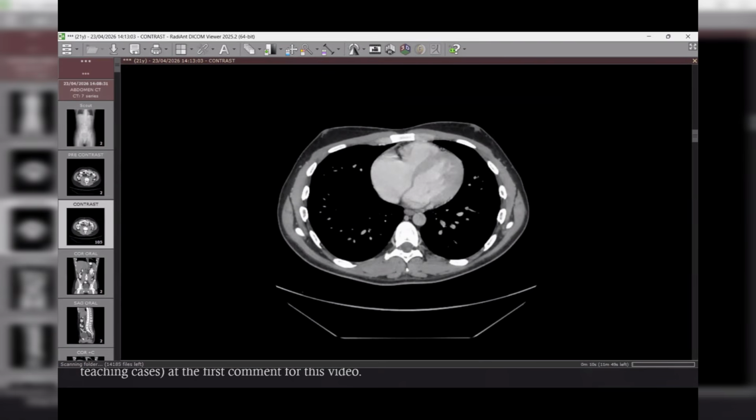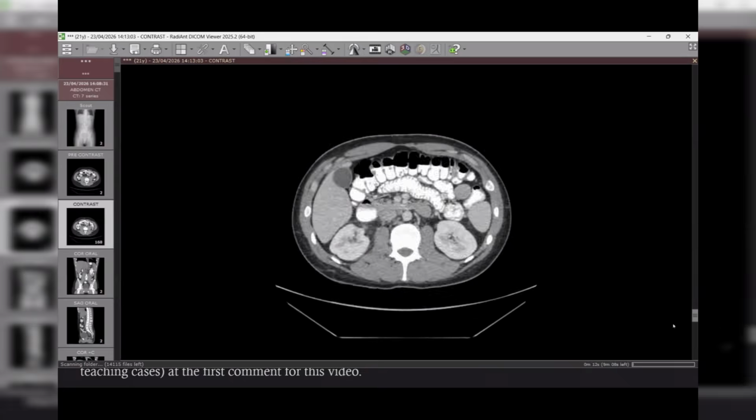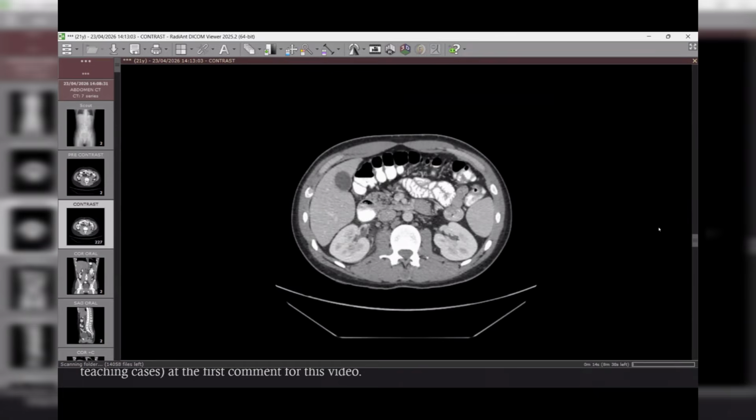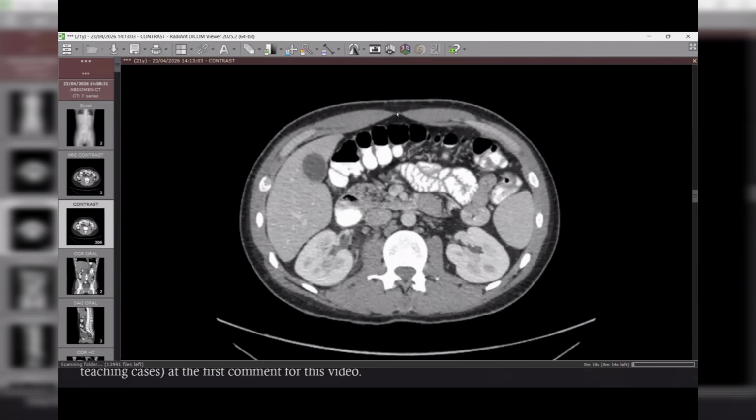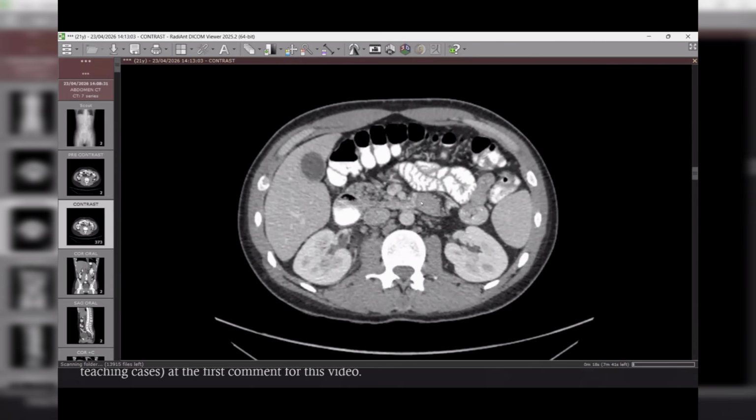Let's review the case. If you want to scroll by yourself, you can send me a request for remote control. I will try to scroll, but if it's heavy or lagging, no problem, I will help you.